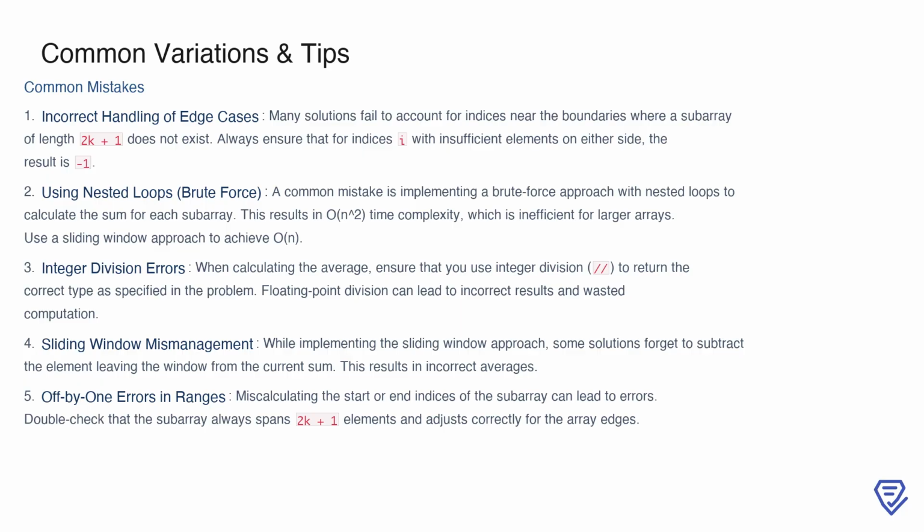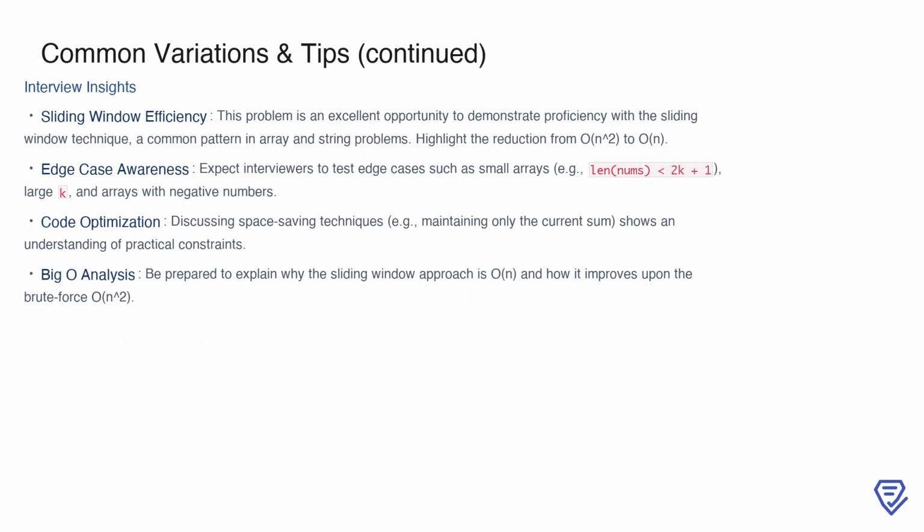Mismanagement of the sliding window is another common issue, where the element exiting the window is not subtracted from the current sum, leading to incorrect averages. Lastly, off-by-one errors in calculating the start or end indices of the subarray can cause the solution to fail. Always double-check that your window correctly spans exactly 2k plus 1 elements, and adjust appropriately for edge cases at the ends of the array. Now, let's consider insights relevant to interviews.